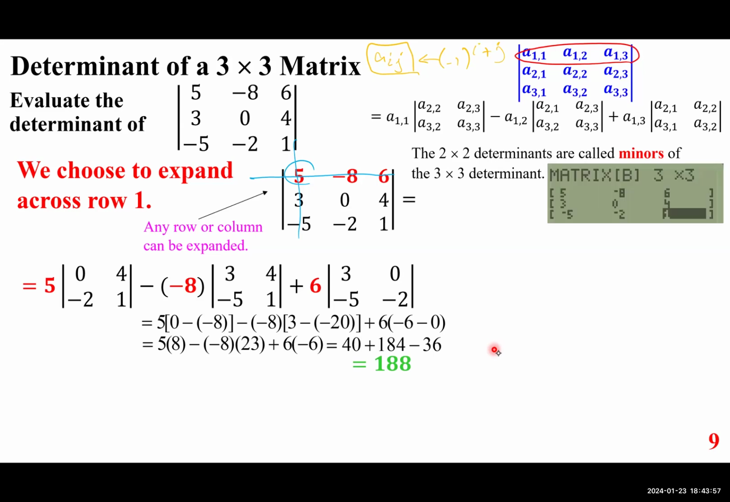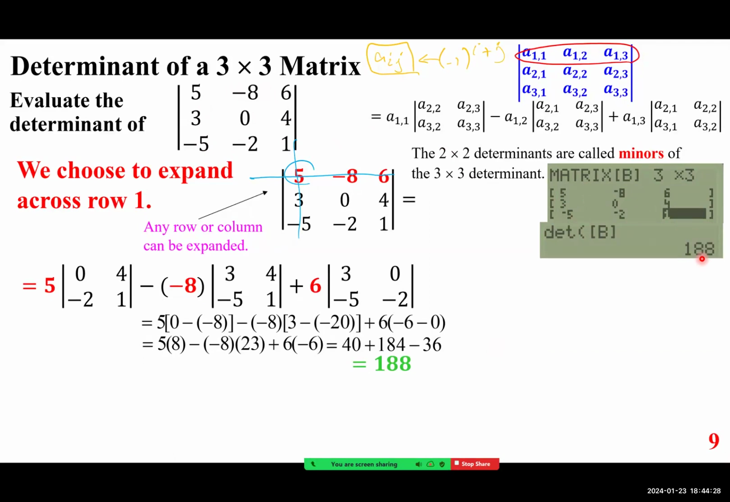Now, what if we want to do it using technology? That means we are going to go with the 3 by 3. I'm using a matrix B here. And you put the entries: 5, minus 8, 6, 3, 0, 4, minus 5, minus 2, 1. And all you have to do is go to the math part of the matrix and put determinant. So if you put determinant of B, it just gives you the answer.